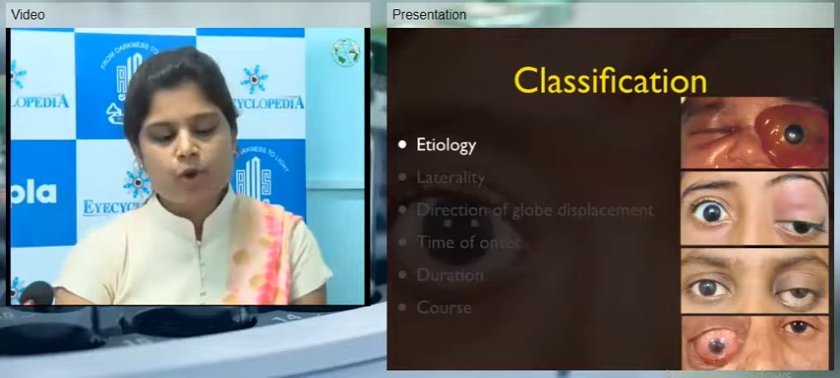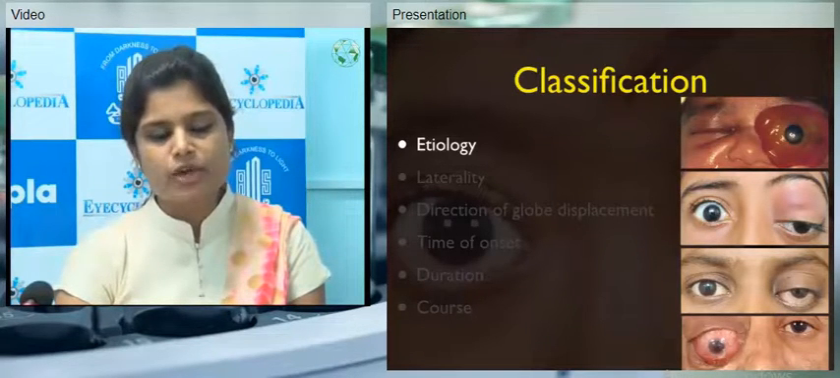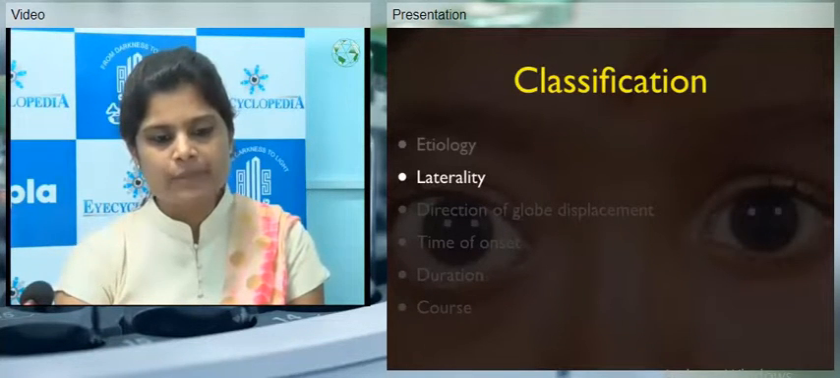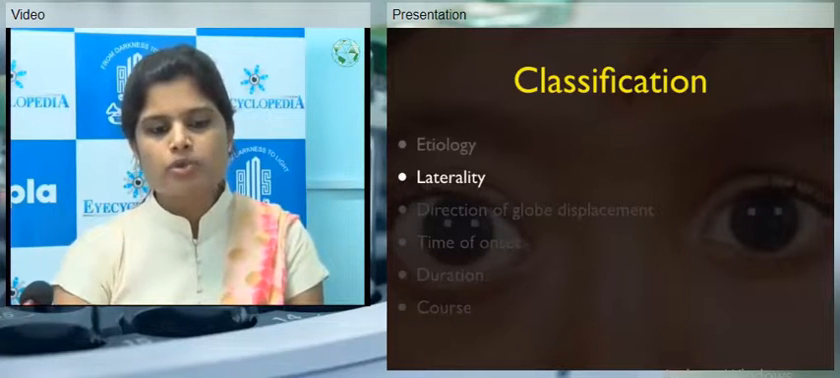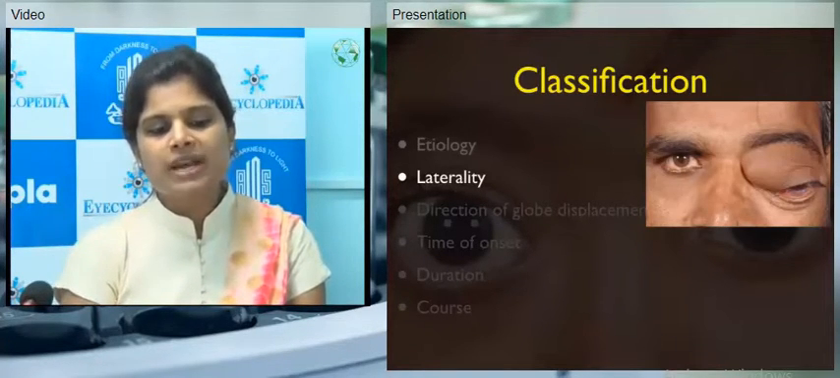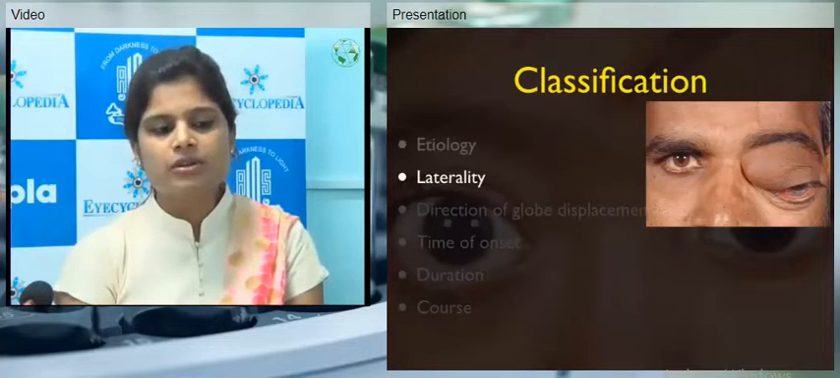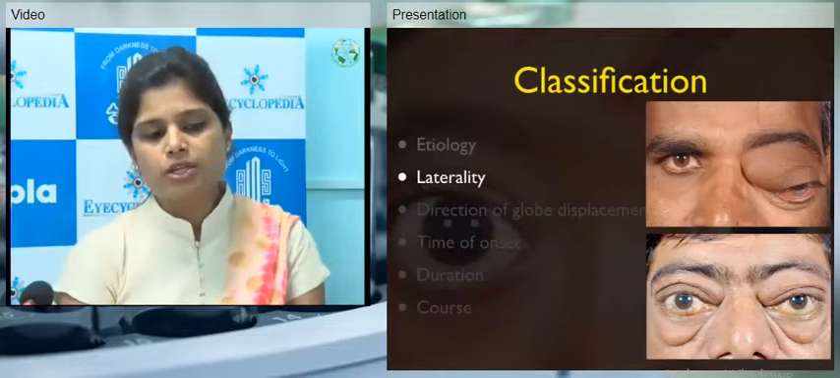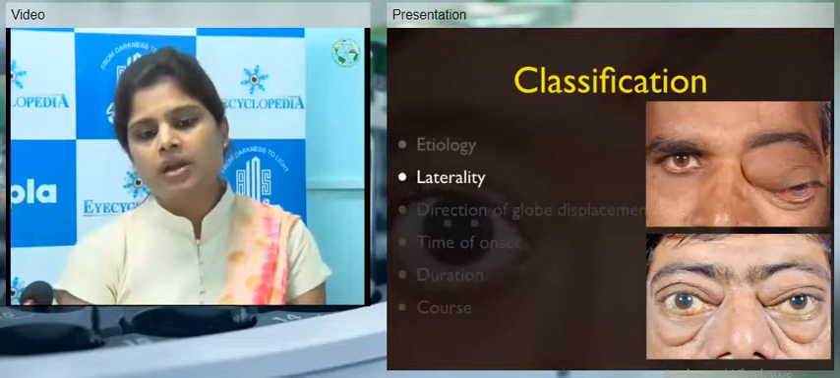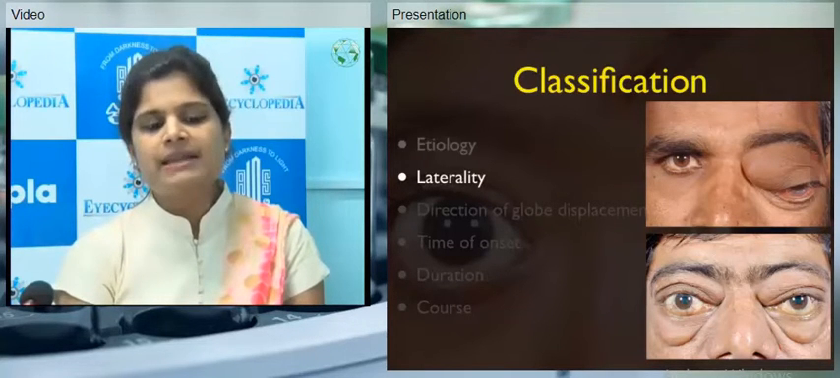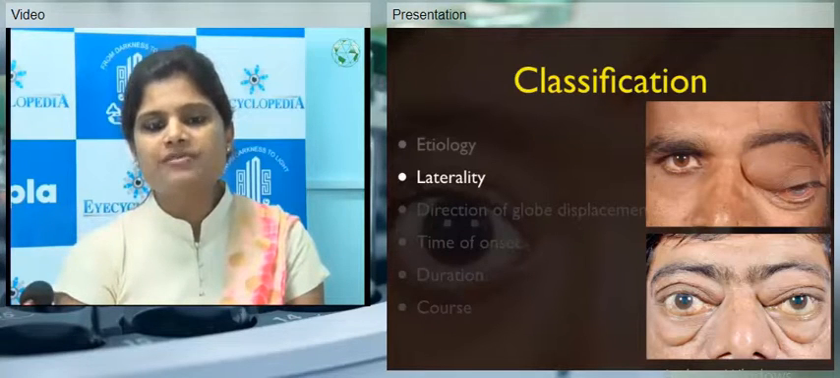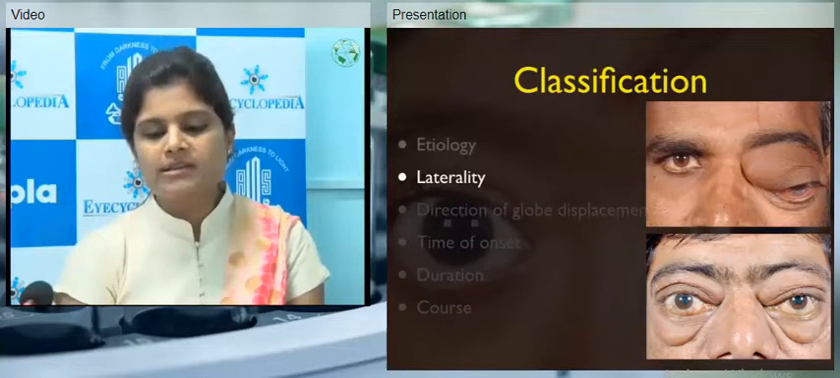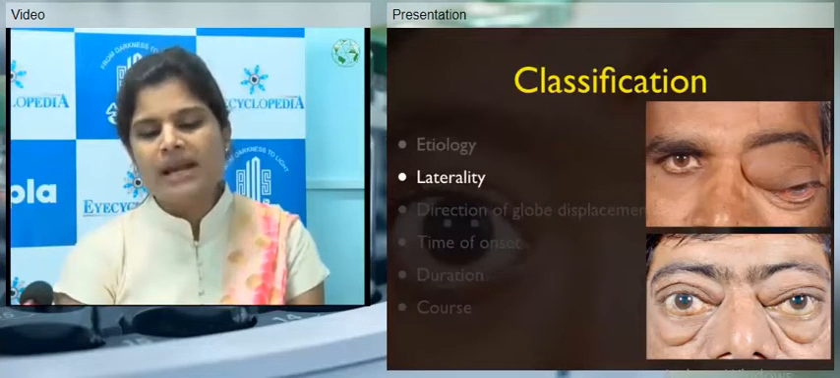Next, proptosis can also be classified based on the laterality of presentation. That means the proptosis can be unilateral or bilateral. The causes of unilateral proptosis can be multiple, and based on where the tumor is located, we can always narrow down our diagnosis. Whenever we talk of bilateral proptosis, the first and foremost thing we have to think of is thyroid eye disease. Thyroid eye disease is the most common cause of bilateral proptosis.